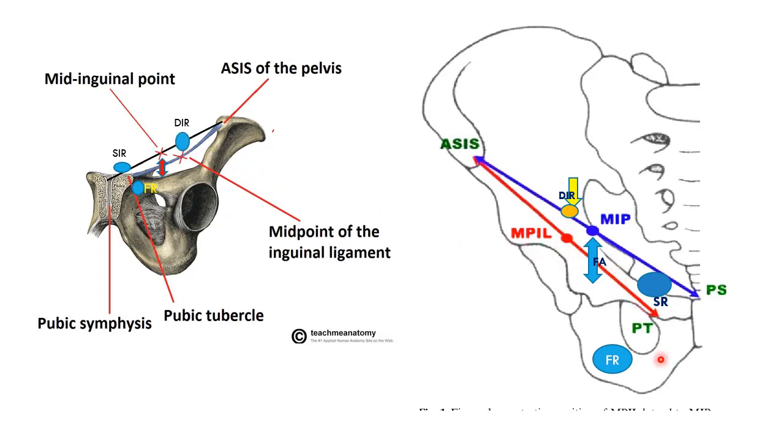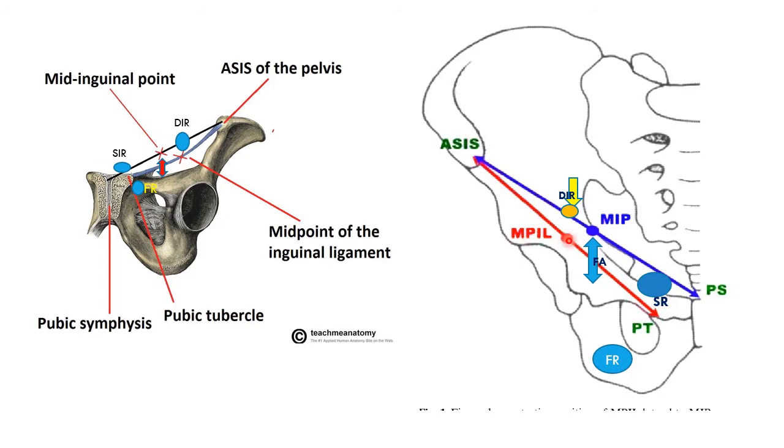In this diagrammatic view, again, it shows you the same thing. The blue line is the imaginary line from the ASIS to the pubic symphysis. The midpoint of that is known as the mid-inguinal point. Whereas the red line indicates the attachment of the inguinal ligament from the ASIS to the pubic tubercle. And its midpoint is known as the midpoint of the inguinal ligament. Take note that the midpoint of the inguinal ligament is lateral to the mid-inguinal point.